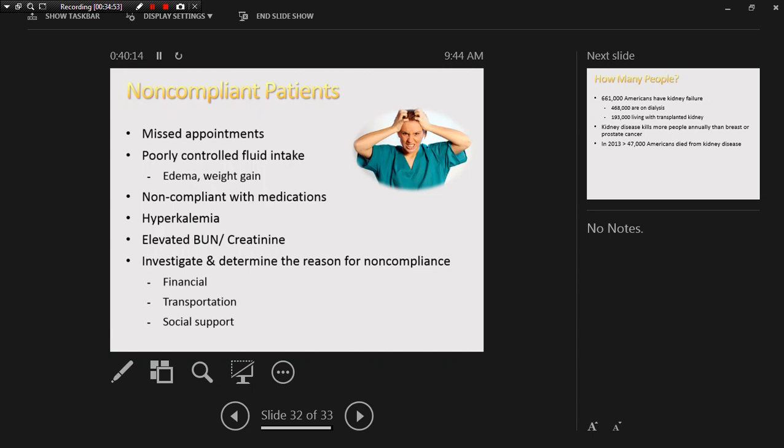And so with these patients, we obviously want to know the reasons behind it, right? In order to help educate our patients and motivate them, we need to know the reasons behind it. Is it a financial problem? Transportation? Do they have lack of social support? Spouse? Family?